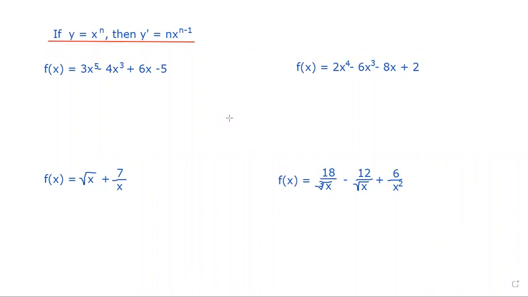Okay, today we're going to look at some derivatives and some functions, and ways to rewrite functions so that we can find the derivative. All right, the first thing I want to do is look at this statement at the top. If y is equal to x to the n, then y prime is equal to nx to the n minus 1. This is the power rule.